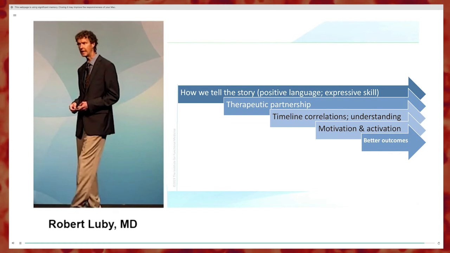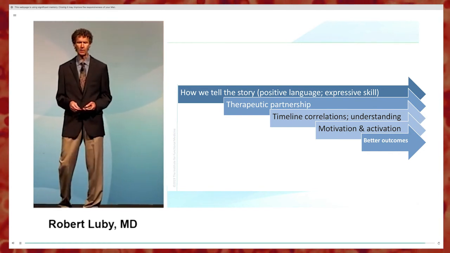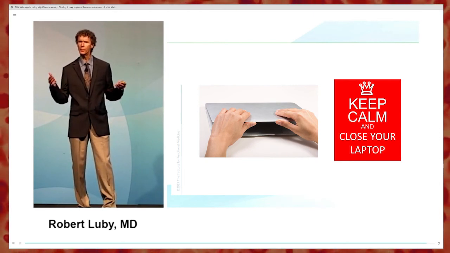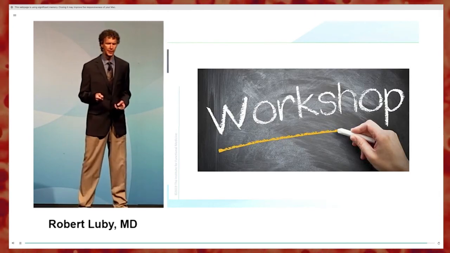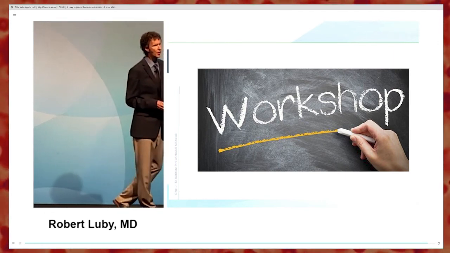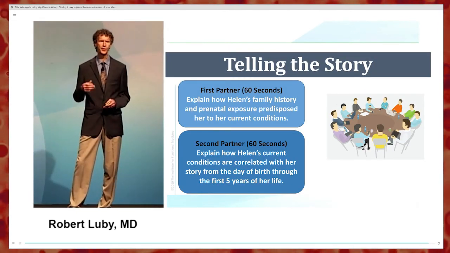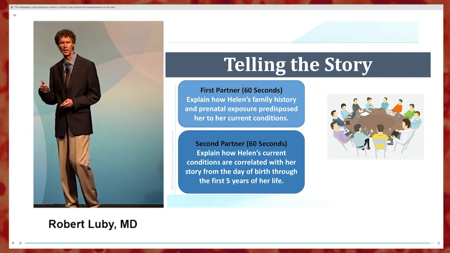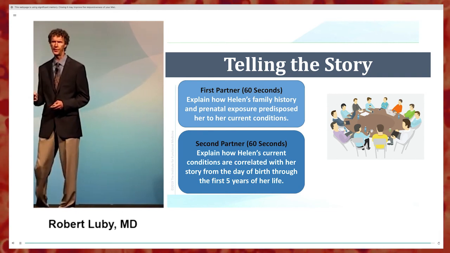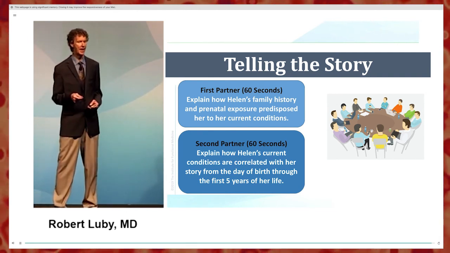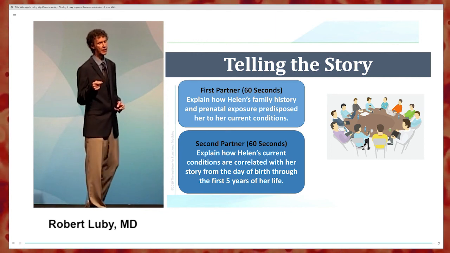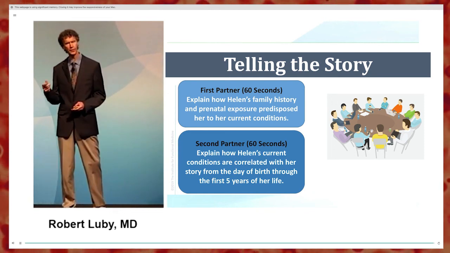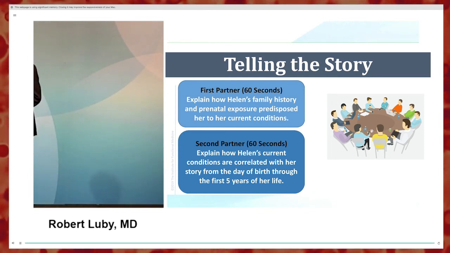So we're going to have you stand up again and do a little workshop together. Pick a partner now. And we're not going to tell the whole story, but this is the most important skill, so we want you to practice. Here's your assignment. Pick a partner, and one of you is the doctor, one of you is the patient. For the first minute, the doctor explains to Helen how her family history and prenatal exposure predisposed her to her current conditions. After a minute, switch partners, and then explain how Helen's current conditions are correlated with her story from the day of birth, that C-section, through the first 5 years of her life, the bottle feeding and the antibiotics especially.